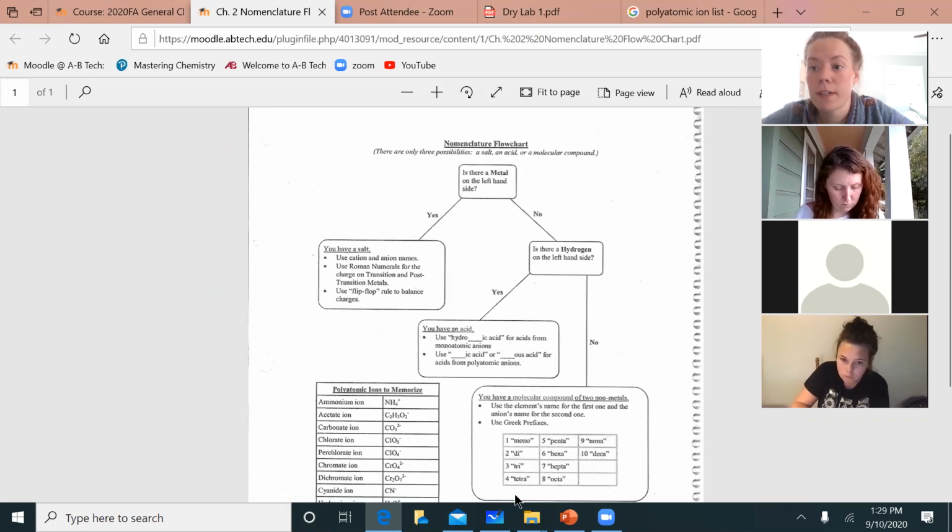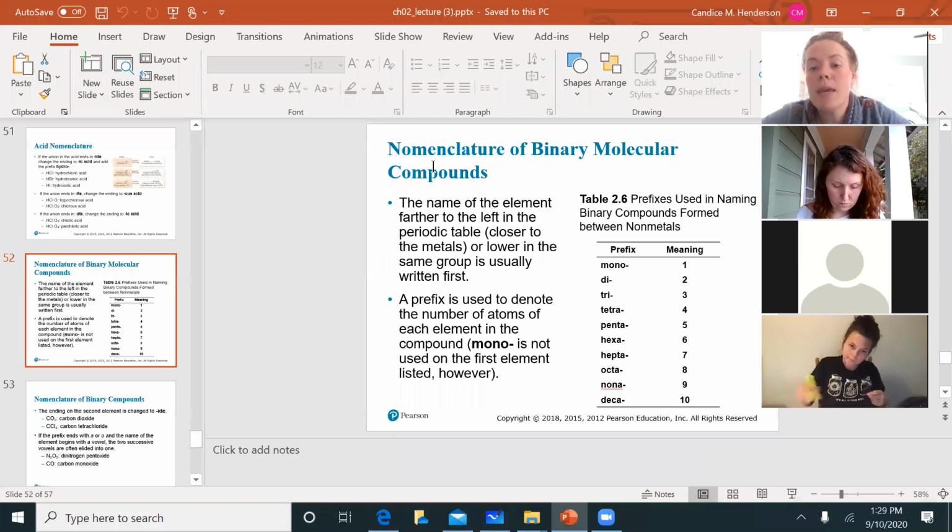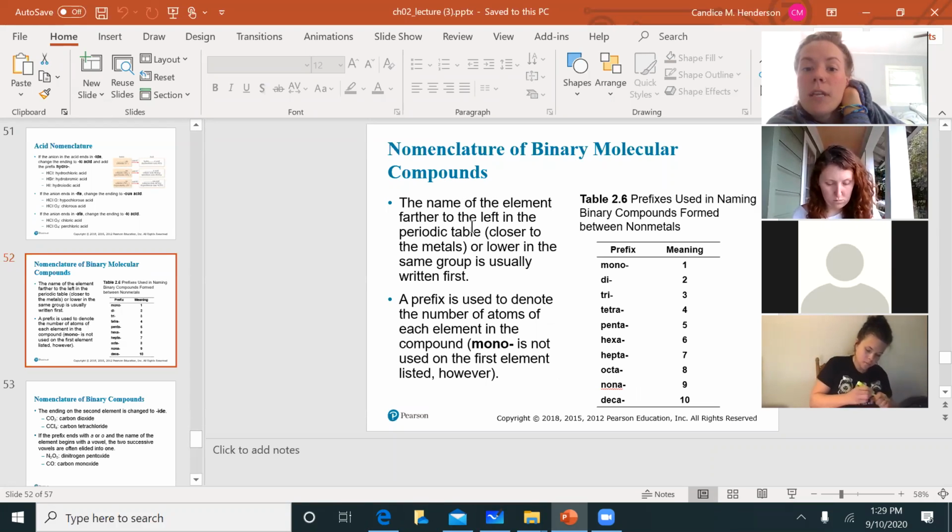This is where we have to use prefixes, and this is where it gets tricky. This is why I want you to use the flow chart, because sometimes people want to use prefixes over here and vice versa. So you've got to make sure you're using the right tools. So when naming a binary molecule of two nonmetals, we'll name the element farther to the left of the periodic table first. So the thing that's closer to the metal side, we name first. A prefix is used to denote the number of atoms of each element in the compound. Mono is not used on the first element, however. I'll show you guys that in a second.